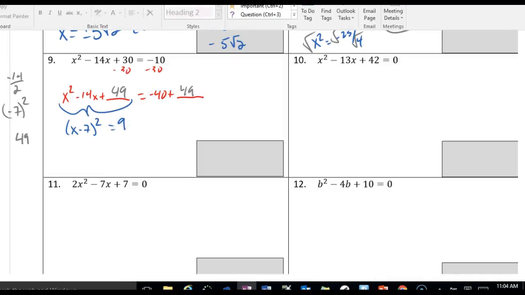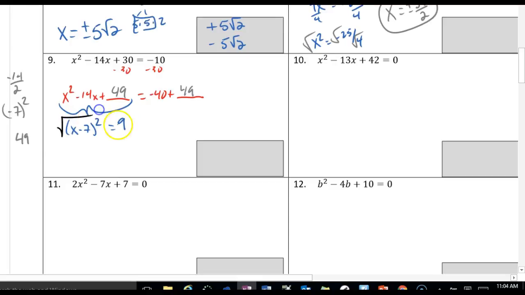From this part here, we're going to then take the square root of both sides. Square root and squared cancel. X minus 7 equals, well, what happens here is we still have the plus or minus, but the square root of 9 works out nicely. It just works out to be 3. So that literally means that when I add the 7 over, I have x is equal to 7 plus or minus 3.